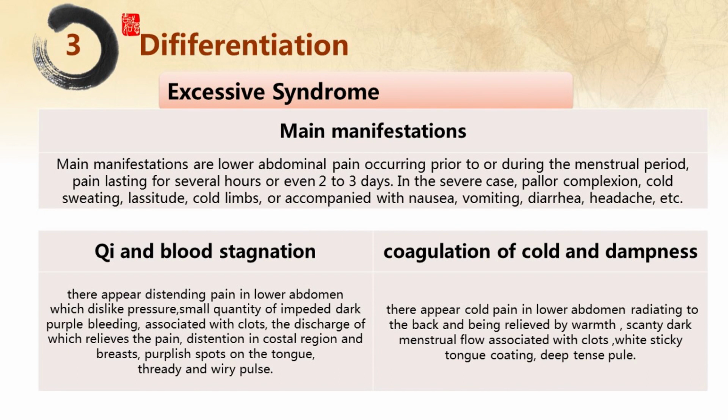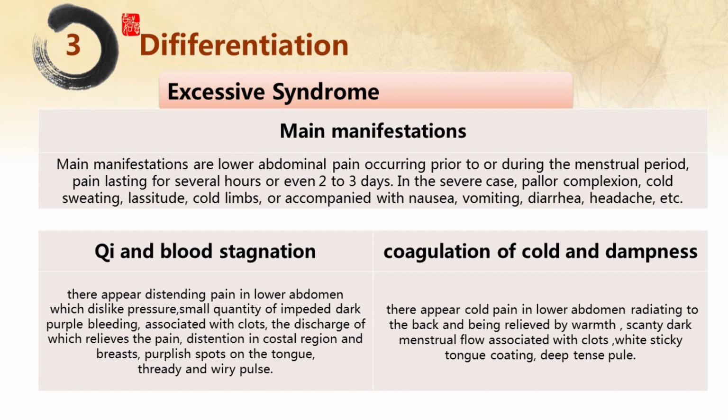Part 1. Excessive syndrome. Main manifestations are lower abdominal pain occurring prior to or during the menstrual period, pain lasting for several hours or even 2 to 3 days. In several cases, pallor complexion, cold sweating, lassitude, cold limbs, or accompanied with nausea, vomiting, diarrhea, headache, and so on.